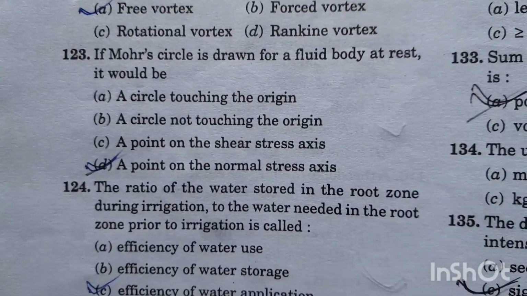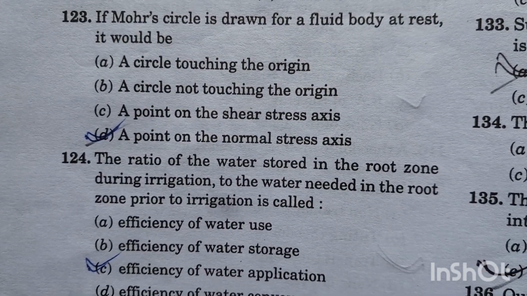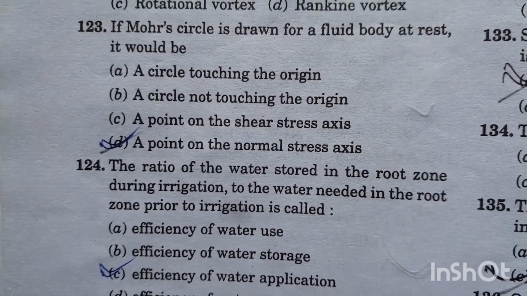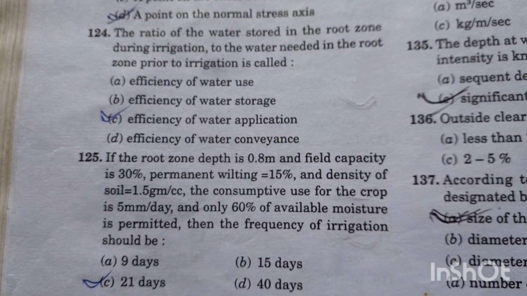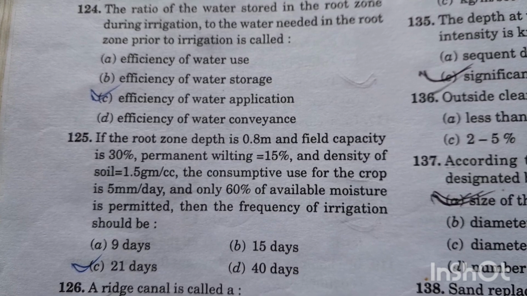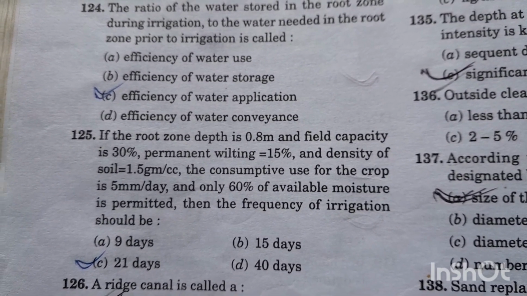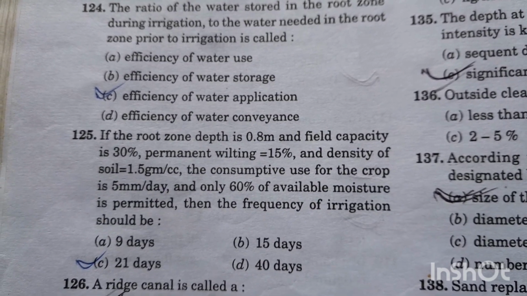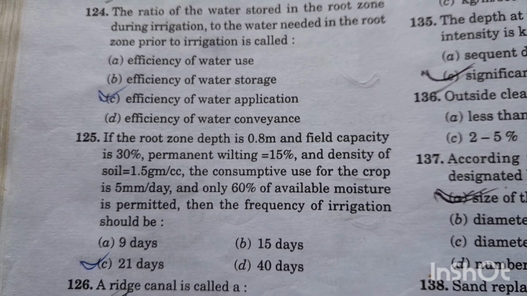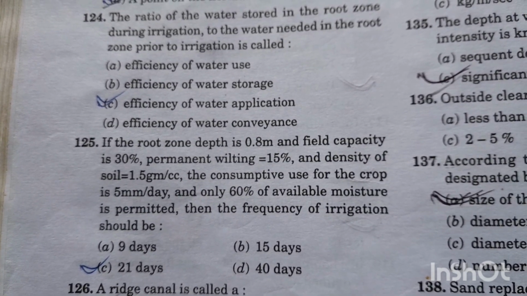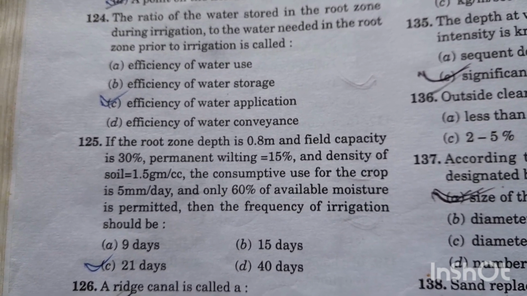Question number 124. The ratio of water stored in the root zone during irrigation to the water needed in the root zone prior to irrigation is called efficiency of water application. Option C is the right answer. Question number 125. If the root zone depth is 0.8 meter and field capacity is 30%, permanent wilting point is 15%, and density of soil is 1.5 gram per cc, and consumptive use for the crop is 5 mm per day, and only 60% of available moisture is permitted, then frequency of irrigation should be.